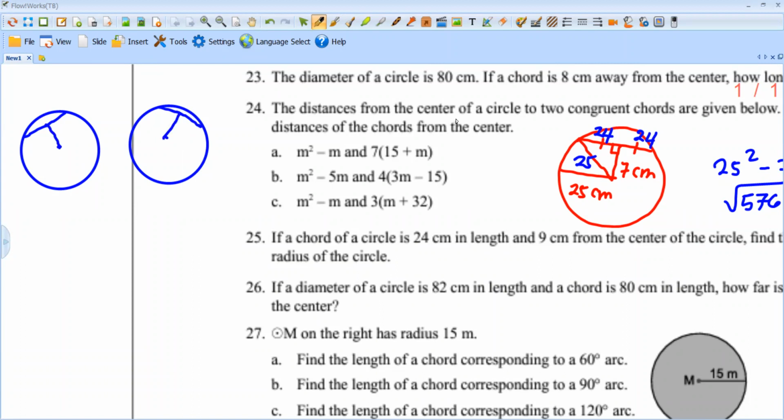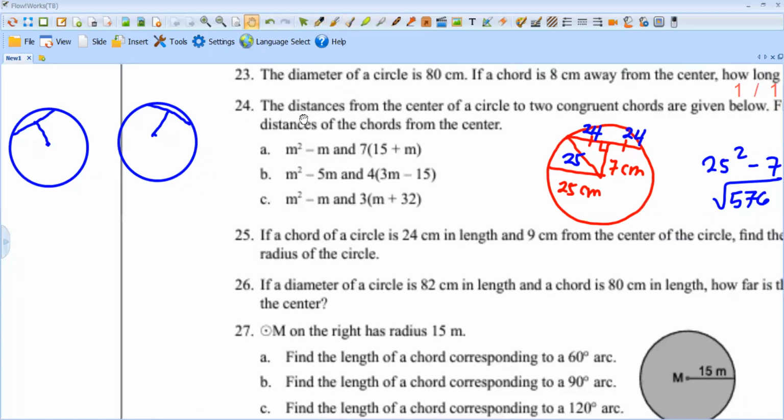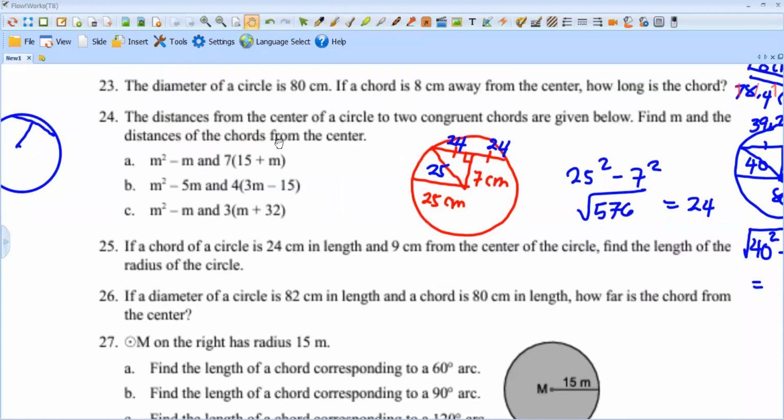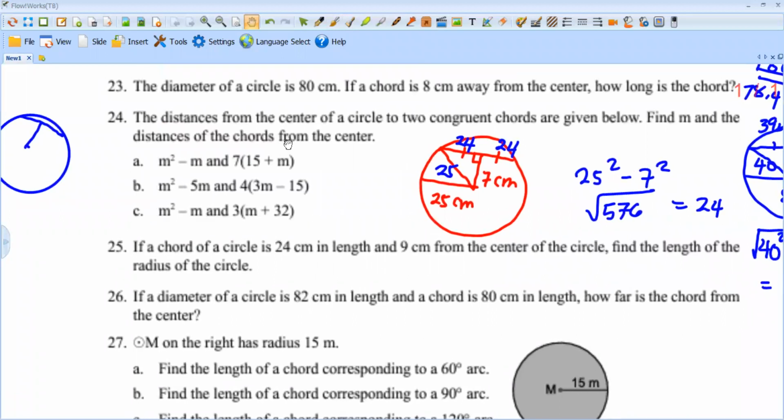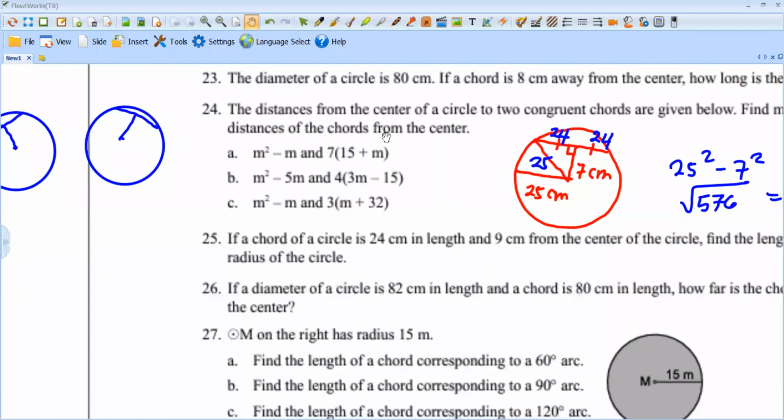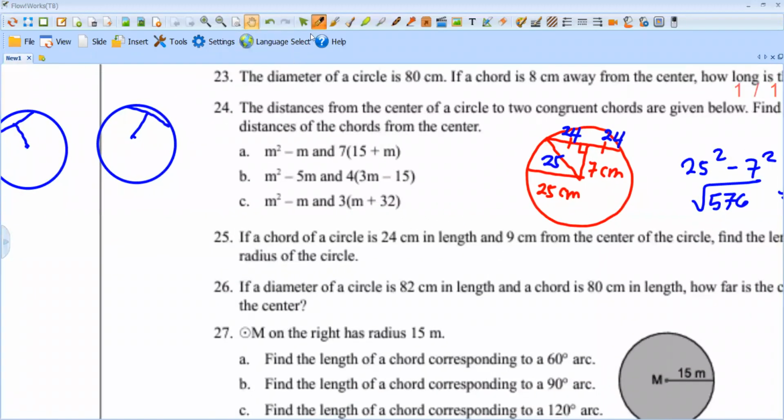The distances from the center of a circle to two congruent chords are given below. Then if the M and N distances are equal, so just do it like this: M squared minus M is equal to 7 times 15 plus M.